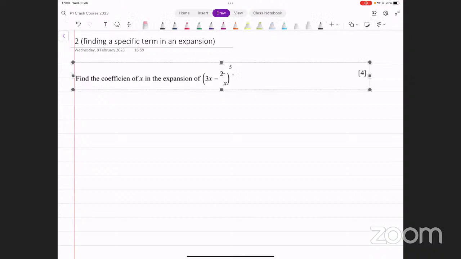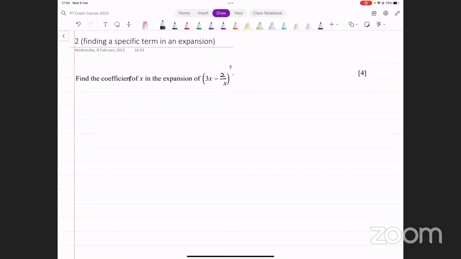All right, let me just correct this question first. So this is actually something like this. It's 3x minus 2 over x. Let me just write all of that again. It's 3x minus 2 over x, and the power on top is 5. We want to find the coefficient of x in the expansion of this expression.